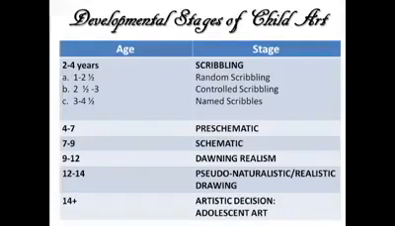Next, under 2 to 4 years, we have 2.5 to 3 years, the stage of controlled scribbling. Its characteristics are to begin to use wrist motion, stays on paper, makes smaller marks, controls where lines are placed. And next, also under 2 to 4 years, the 3 to 4.5 years, we have the named scribbling stage, where its characteristics are to hold tools with fingers, can make many different lines and shapes, name scribbles, but often changes names.